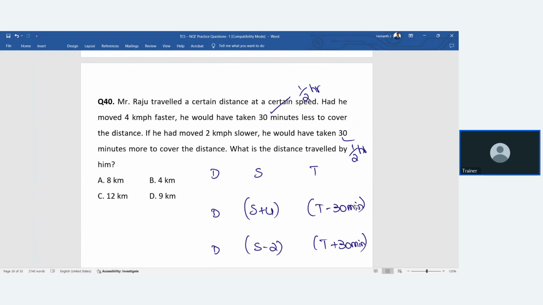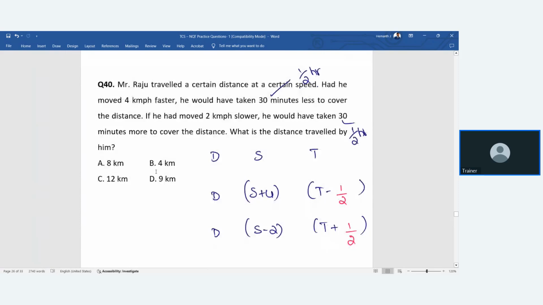So I'll put like 1 by 2, 1 by 2 like that only, because distance is in kilometers in the option, speed is in kilometer per hour. It's our job to maintain this properly. Now distance is constant. Now figure it out. What can be done? 3 unknowns, 3 equations: distance, speed, time, distance, speed, time. But how do you people solve this question? Finally, I want the d value.